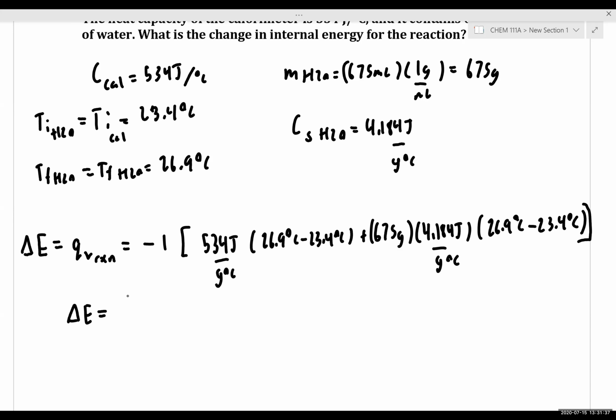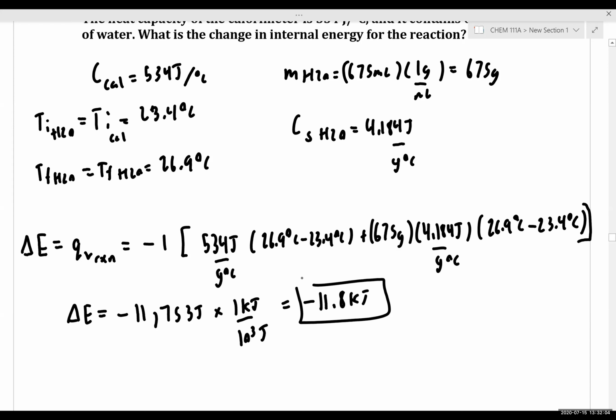And that in turn gives us an enthalpy of reaction of negative 11,753 joules. We know in 1 kilojoule, there are 10 to the third joules. That gives us negative 11.8 kilojoules when rounded, for the change in internal energy of this specific reaction.